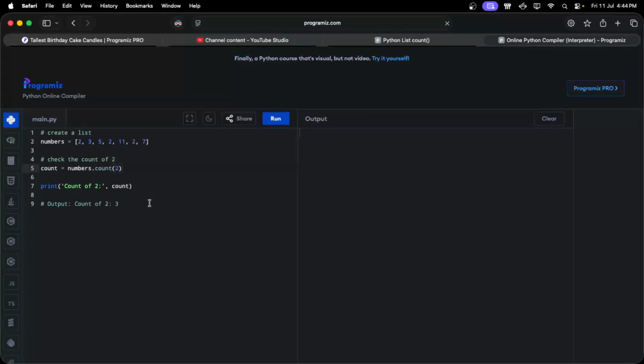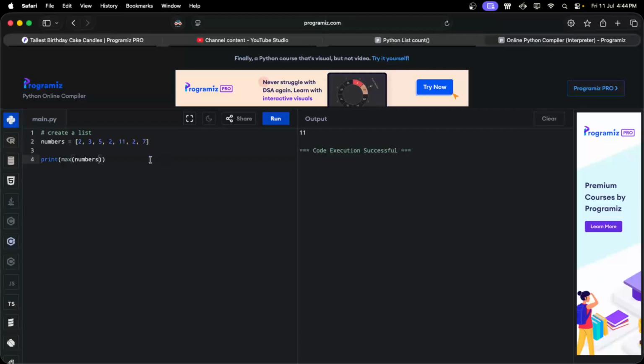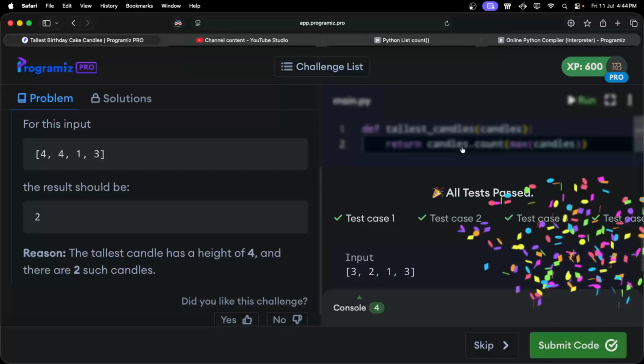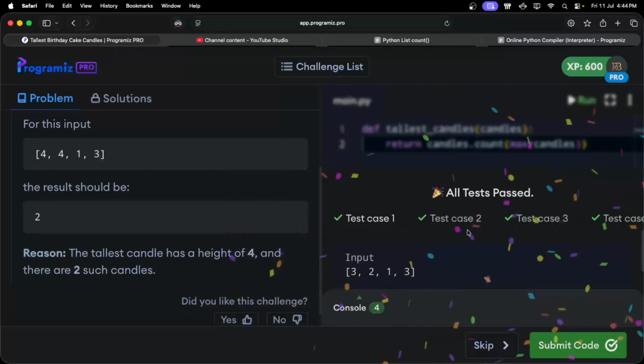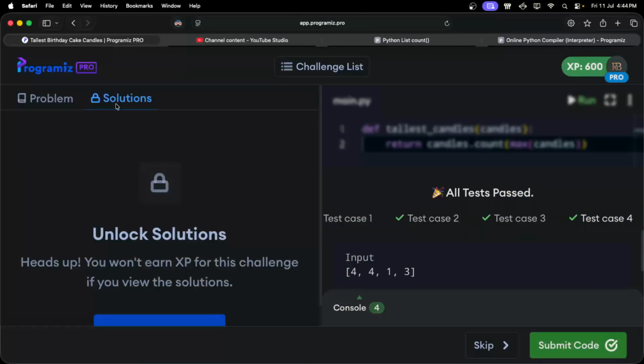So let's just run this. Let's do print max numbers, right? So this should give out executed successfully 11. Okay, that's what I did. All right, max is there, count is there, candles. So when there is no type hinting, that's what we get, right? That's what happens. Okay, that was the solution, an elegant solution, right?